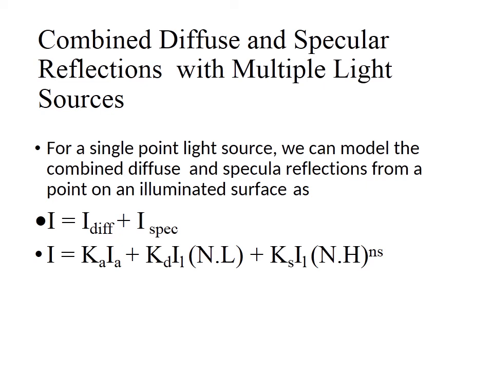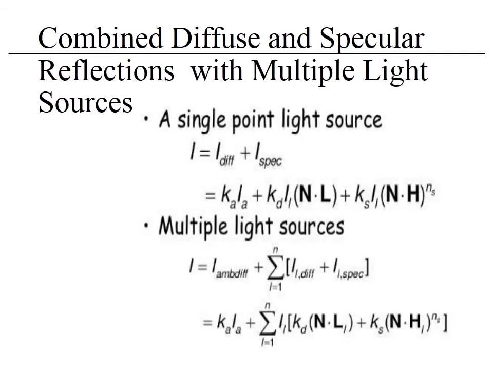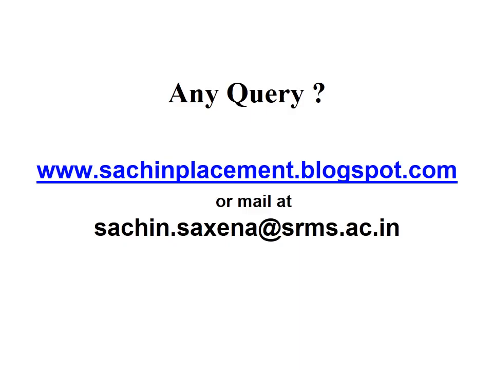For a single light source, we can model the combined diffuse and specular reflections from a point on an illuminated surface. So here we have combined diffuse and specular reflection for a single point light source and for multiple light sources. So this is all about the Phong model and the illumination model.